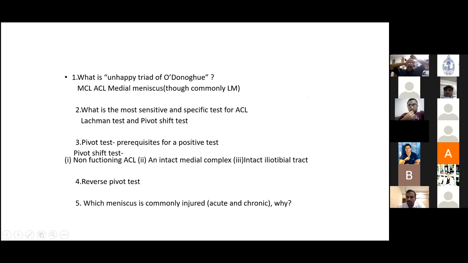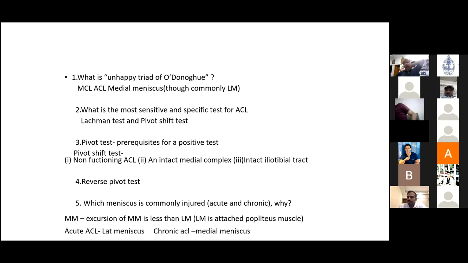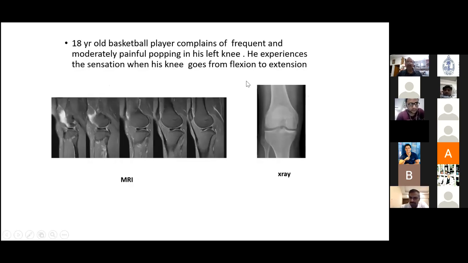Which meniscus is commonly injured? That, I think, somebody has already told, in acute and chronic cases. Lateral is more mobile, medial is less mobile. The attachment of the medial meniscus is less mobile than the lateral meniscus, so that's why it is more injured. The lateral meniscus is attached to the popliteus muscle. In acute ACL injury, lateral meniscus is more commonly torn. In chronic ACL injury, medial meniscus is more commonly torn. So these are some of the questions which were asked earlier, so we have just put them.